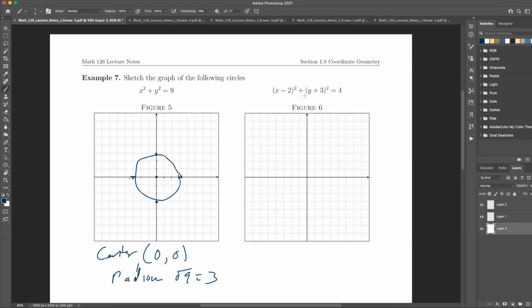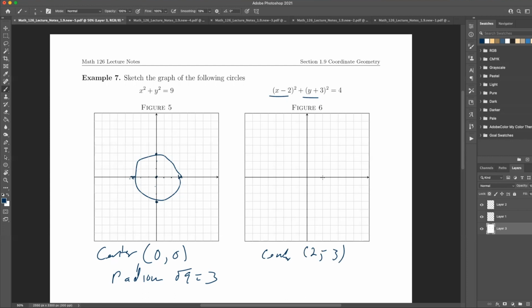Back to my pen tool, or my pen brush tool. So here, I want to find the center. So the center here is what? Well, it's positive 2, because remember it's minus h, minus k. So this would become negative 3. So we have positive 2, negative 3.